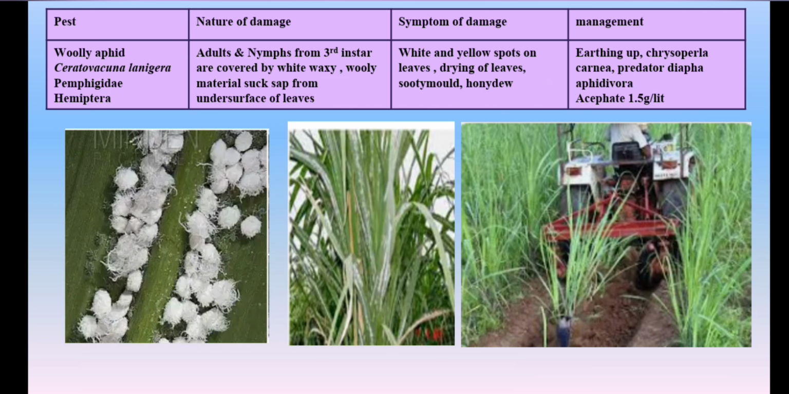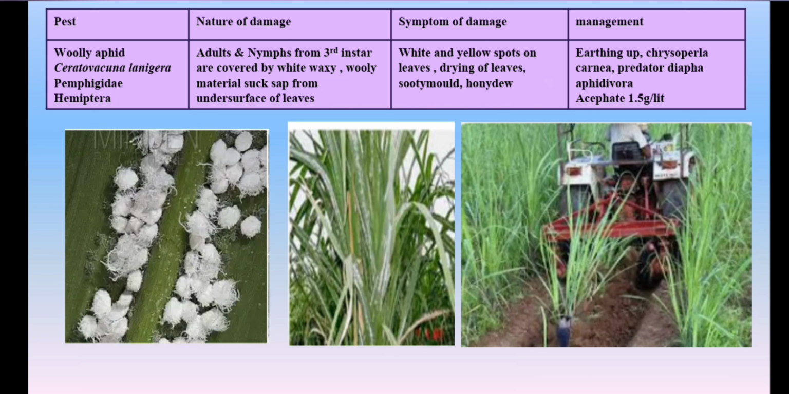Here you can see in the first image how the woolly aphid looks. The entire body is covered with white waxy material. The symptoms look like white and yellow spots on the leaves and drying of the leaves. As these are hemipterans, they will excrete honeydew, due to which sooty mold will get attracted, and the entire leaf will be covered with this woolly mass of aphids.